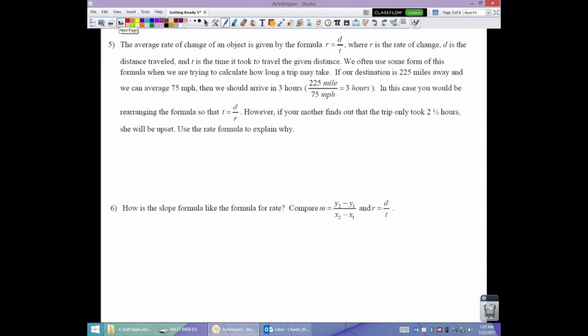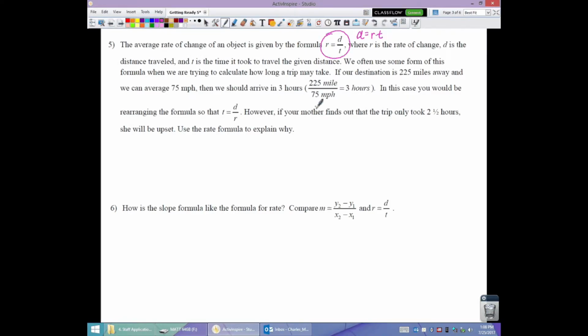Now we're going to go a little bit sideways here for a minute. It will have a purpose, but the average rate of change of an object is given by this formula. Now this is the dirt formula, the distance formula that we usually write as d equals r times t. It's just rearranged and solved for r, okay, for rate. It can be used here to solve for any of the variables if you have two of the other ones.